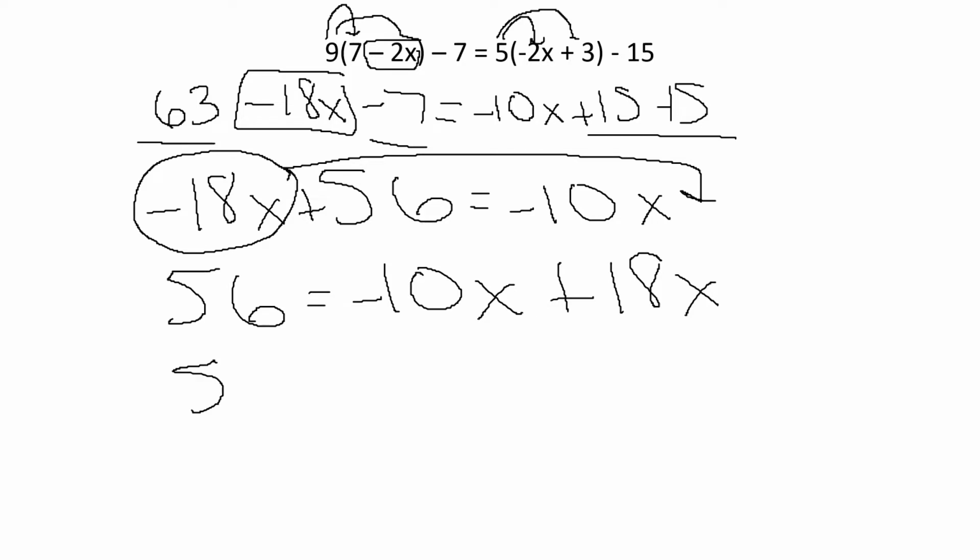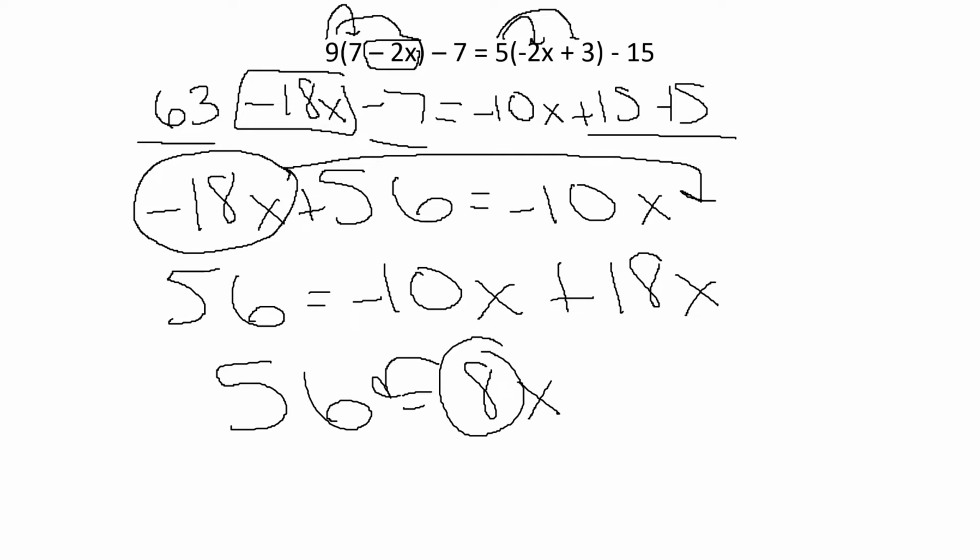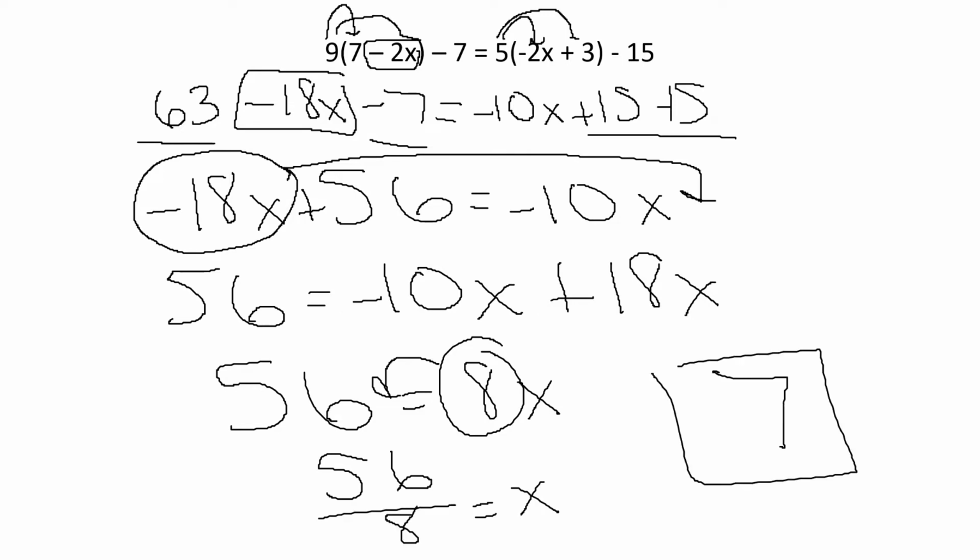Negative 10x plus 18x is 8x, and then I have to move this 8 from here to here. And it becomes 56 divided by 8 equals x, which is 7. So it's easy to get bogged down and lost in these. Take it one step at a time, okay?